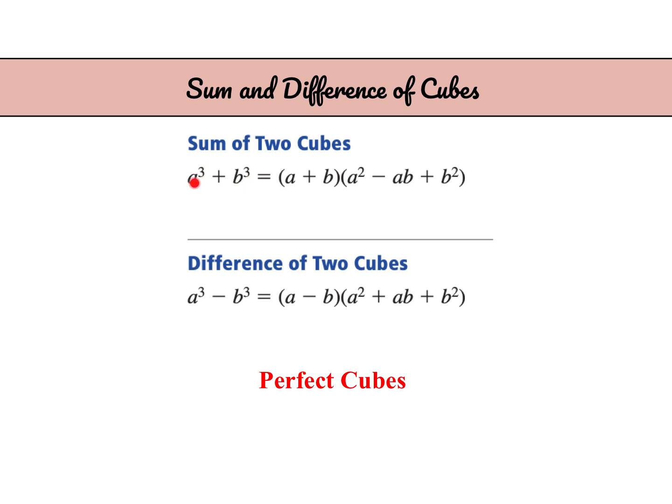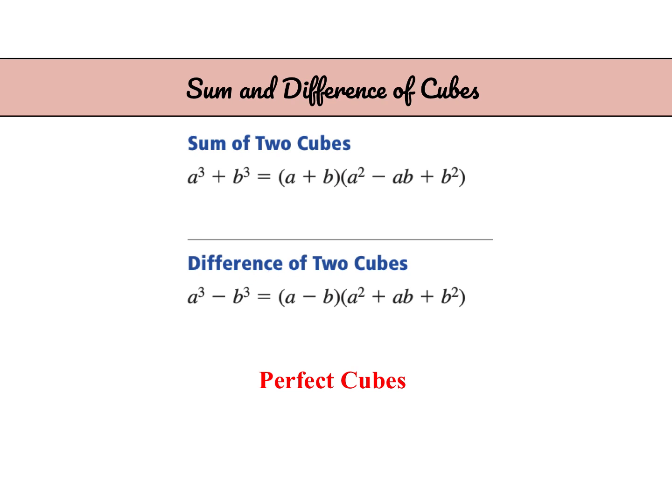you're going to look at the terms. If this is a cubed, you could take the cube root to find a. If this is b cubed, take the cube root to find b. And we just simply substitute those a and b values into this formula: a plus b times a squared minus a times b plus b squared. So you'll notice for the sum formula, the first binomial has a plus sign, but the second sign is a minus. Now there's also a difference of two cubes.